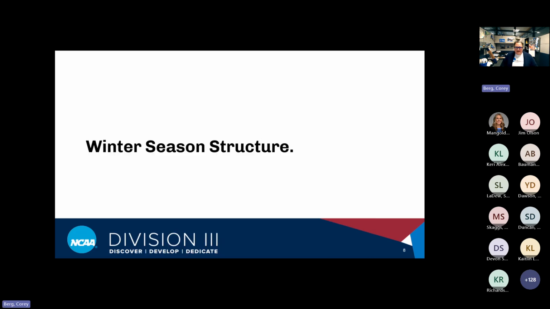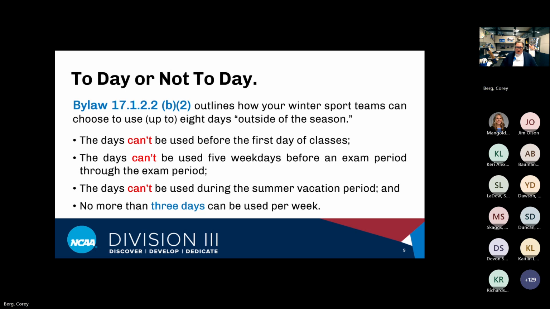Okay, one topic down. Our next one, I wanted to take a couple of minutes to revisit our winter sport season structure, because over the last couple of weeks, staff has gotten a flurry of questions about winter sports and specifically those 8 days or up to 8 days that winter sports teams can use outside of the season if they choose. So we're going to start with the actual bylaw.